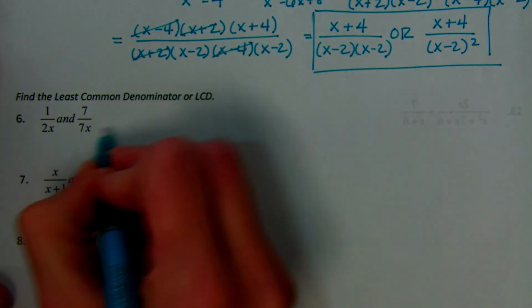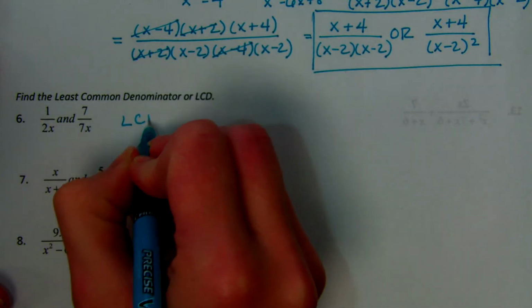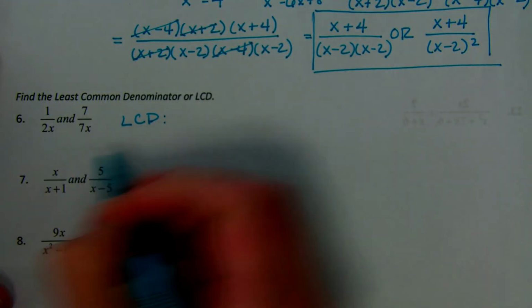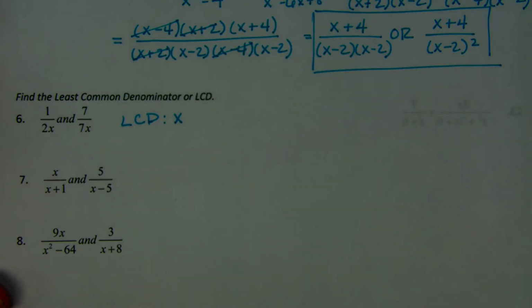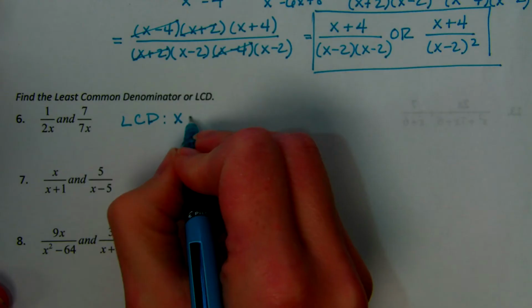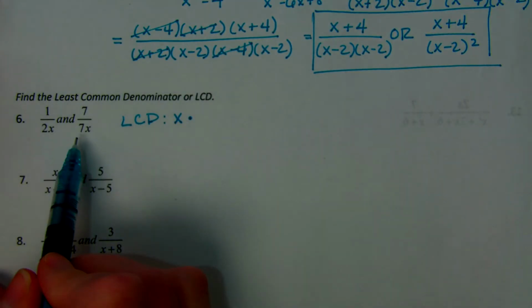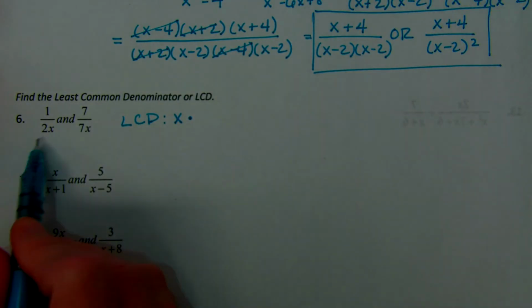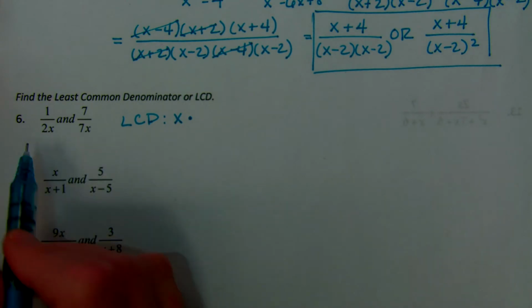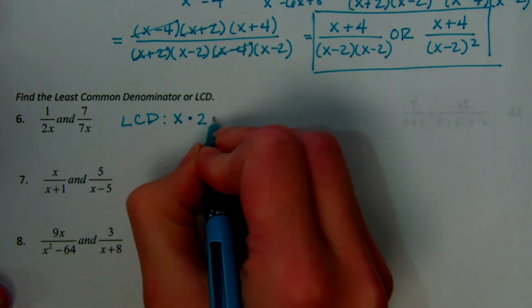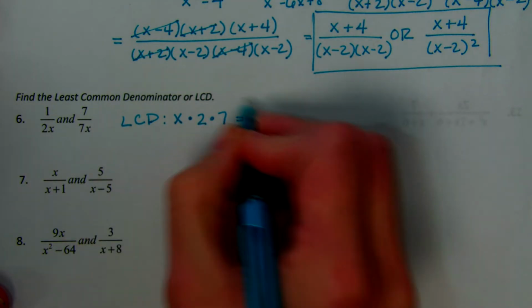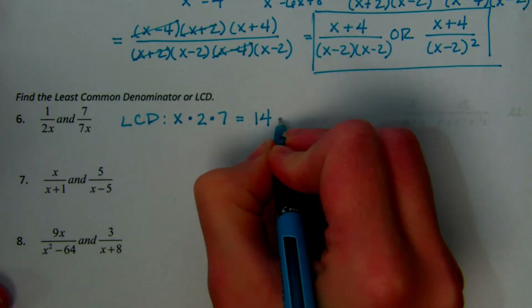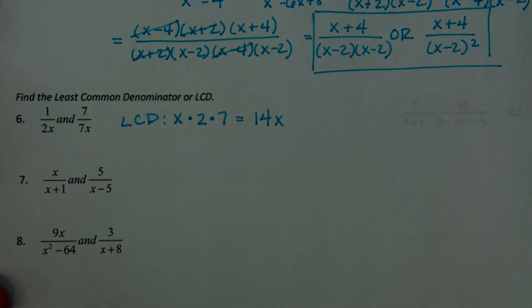So I've got 2x and 7x. Those denominators both have an x, so that's going to be part of my common denominator. And then 2 and 7 don't have anything in common. I can't easily make 2 into 7, and I can't easily make 7 into 2. So both of those things go into my LCD. And then I just rewrite it simplified. So 2 times 7 is 14 and x.